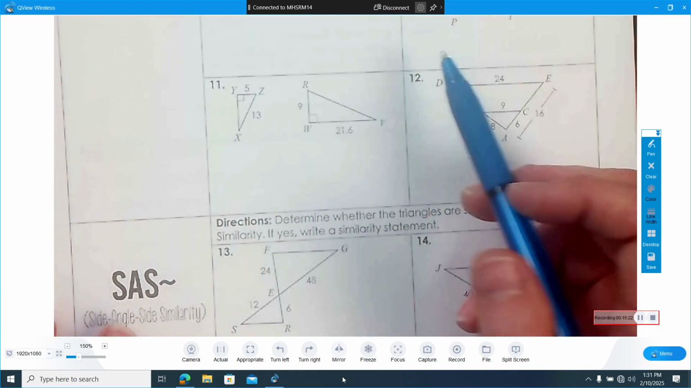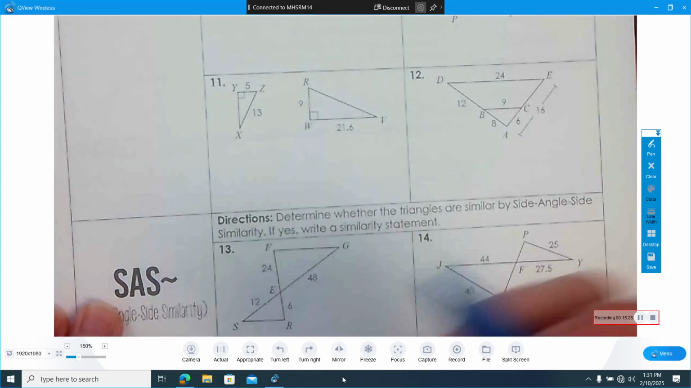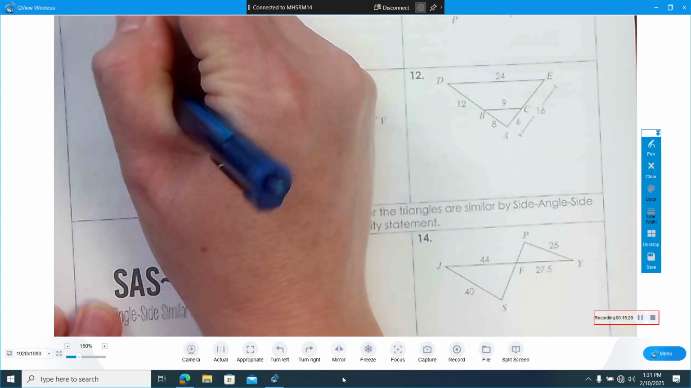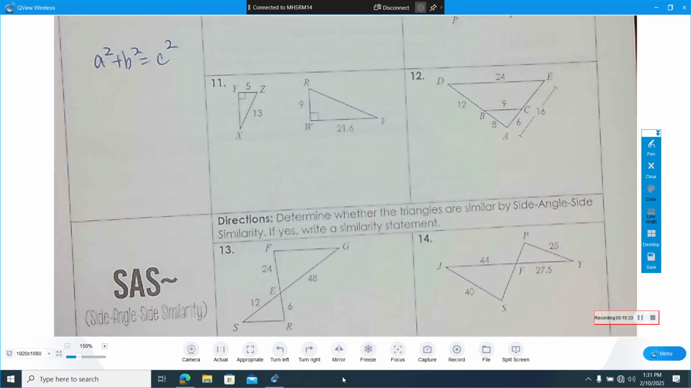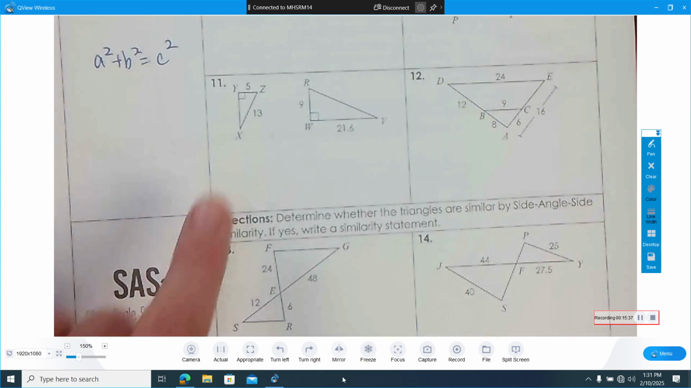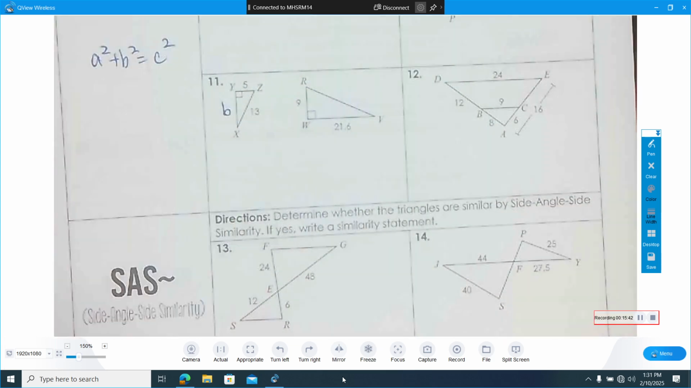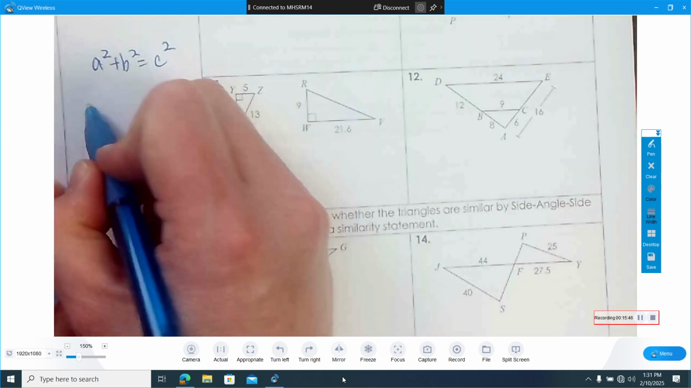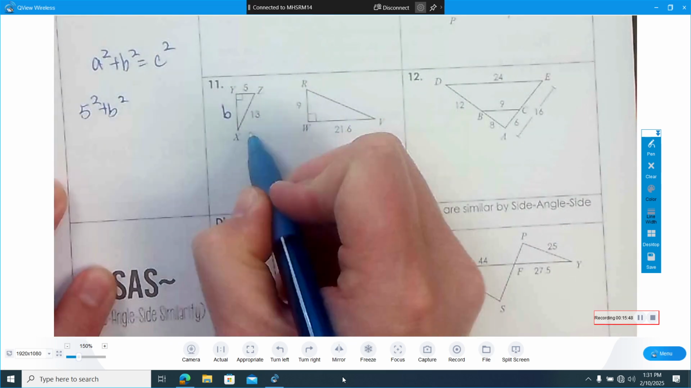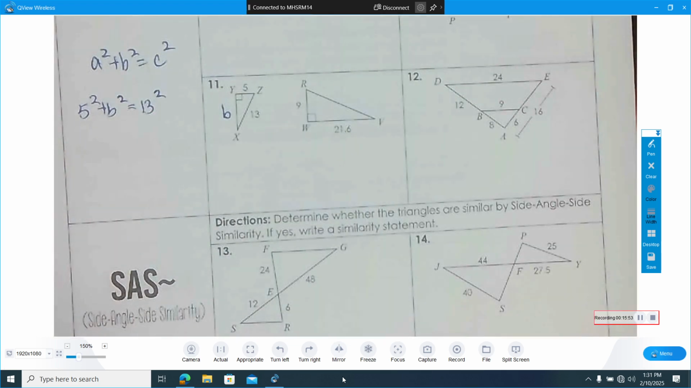Because they are right triangles, what theorem can we use? Pythagorean theorem. A squared plus B squared equals C squared. We need to use the Pythagorean theorem to help us find our third side in both of these triangles. There's our longest side, 13. I'm going to give this a B and solve for B here. Leg 5 squared plus B squared has to equal 13 squared. Will you go ahead and solve that?